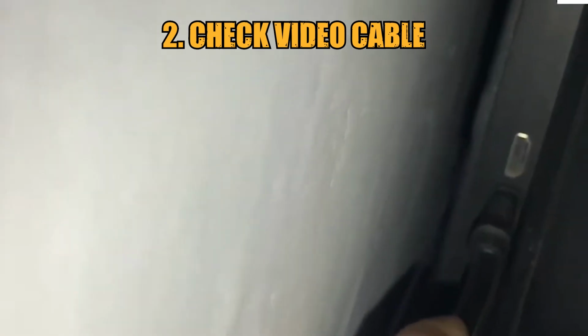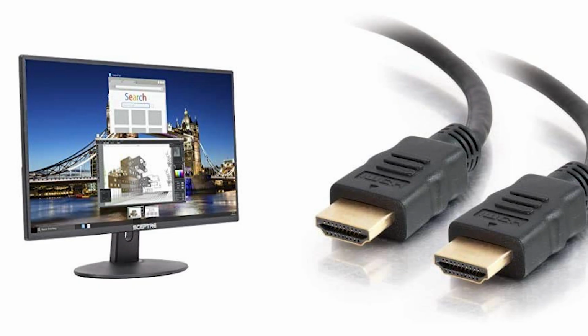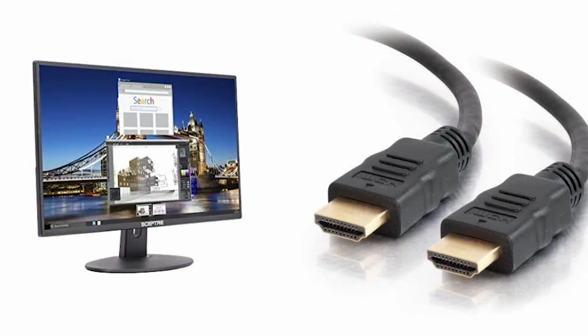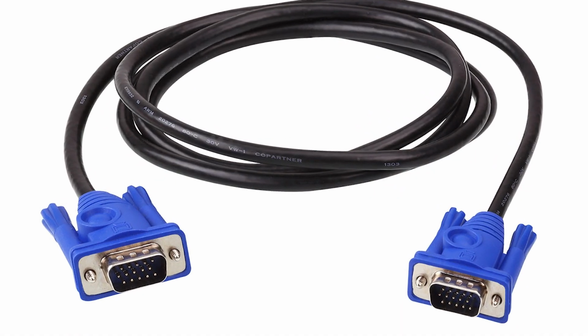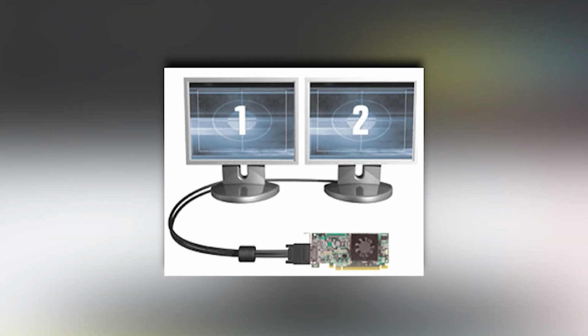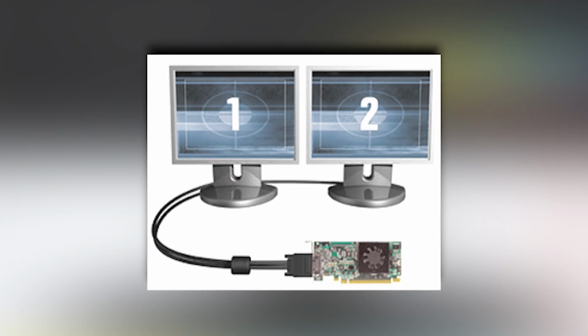Step 2. Check video cable. Confirm the display cable is pushed in all the way on both the monitor and the PC. Unplug it, inspect the connectors for damage, then plug it back in firmly. If you have a spare cable, swap it to rule out a bad cable. Also, if your PC has a graphics card, plug the cable into the GPU's port, not the motherboard's port.